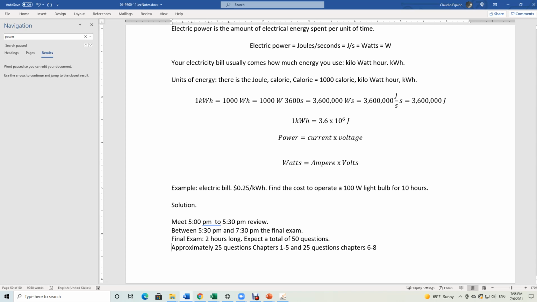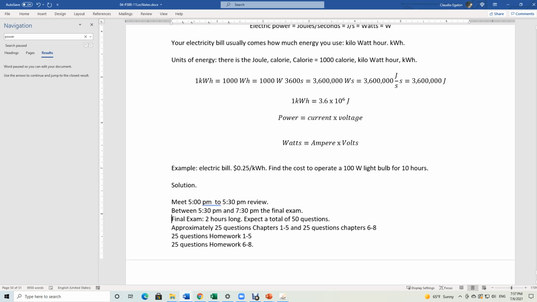That would correspond to homework 1 through 5 for the first 25 questions, and homework 6 through 8 for the other 25 questions. Like that. The number of the homework corresponds to the chapter number in the book. Is that clear?